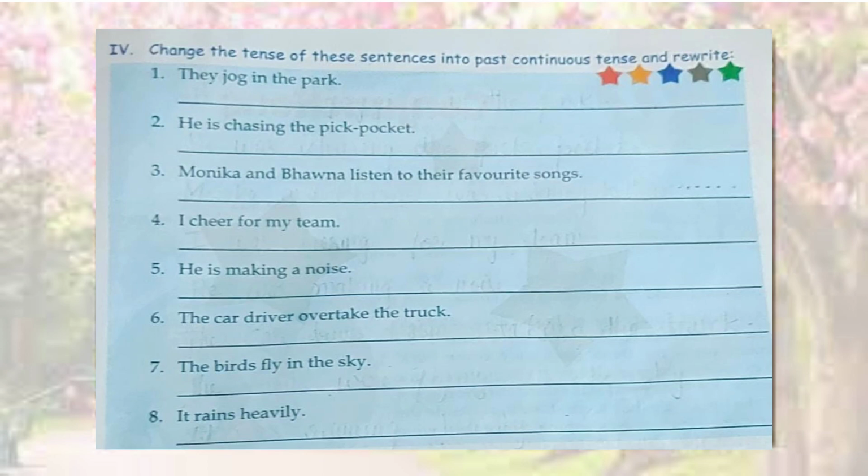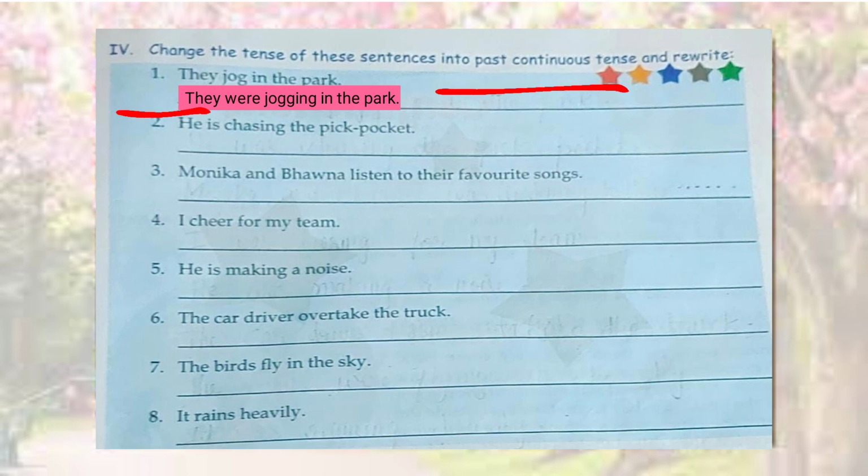Alright, again what you have to do, you have to change it into past continuous tense and rewrite. Past continuous tense means they were jogging in the park. We will use were with they. He is chasing the pickpocket. You have to change it to past continuous, and it is in present continuous tense. So what will we do? Is becomes was. So he was, we will use here was. He was chasing the pickpocket, because with he, she, it we use was.